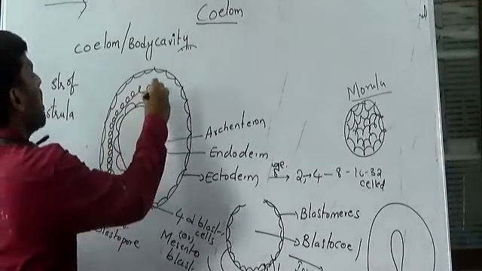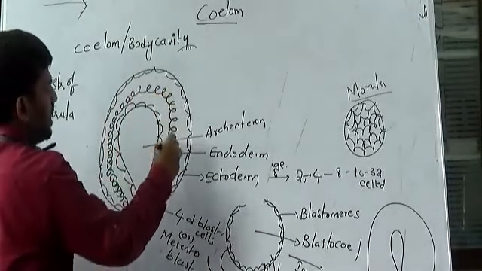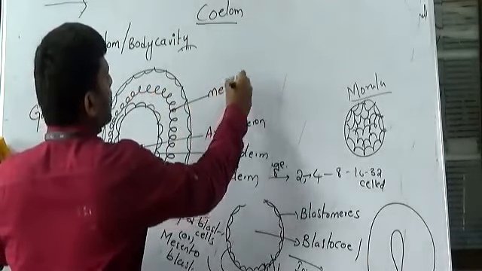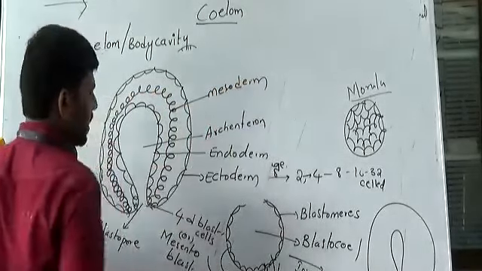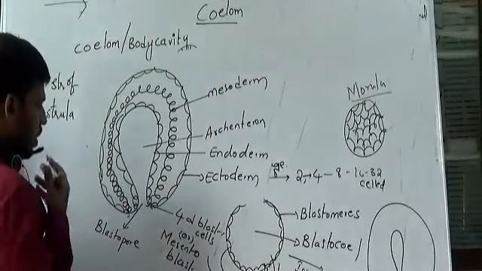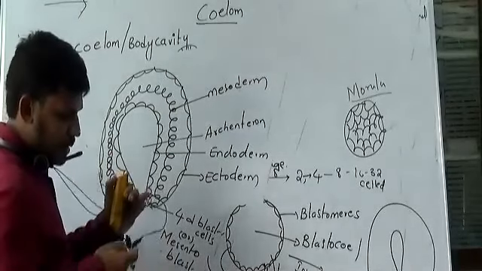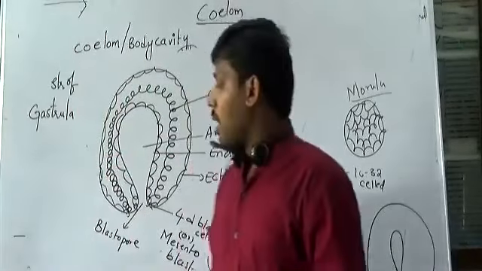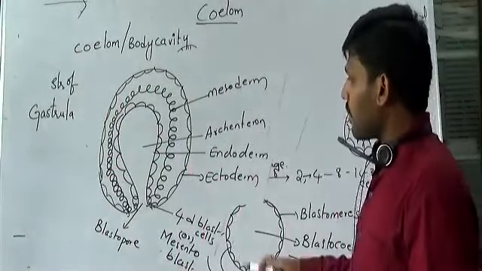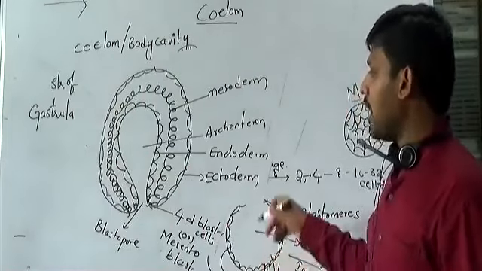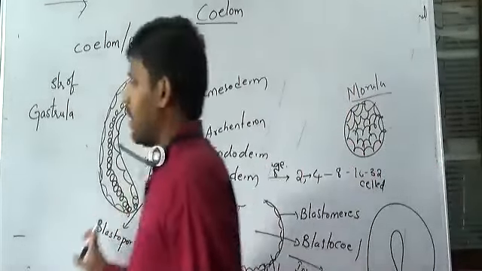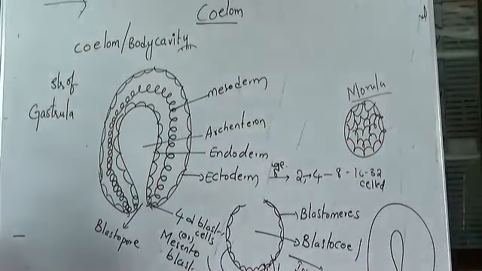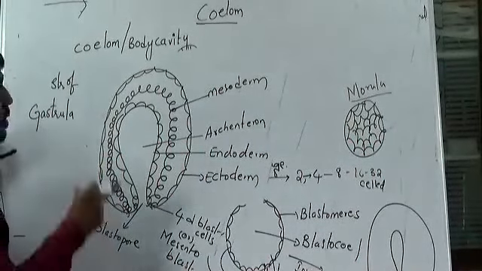The newly formed layer is the mesoderm. How is the mesoderm formed? From special cells called 4D blast cells or mesentoblast cells. These cells are helpful in the formation of the mesoderm. Okay, this is about the gastrula.